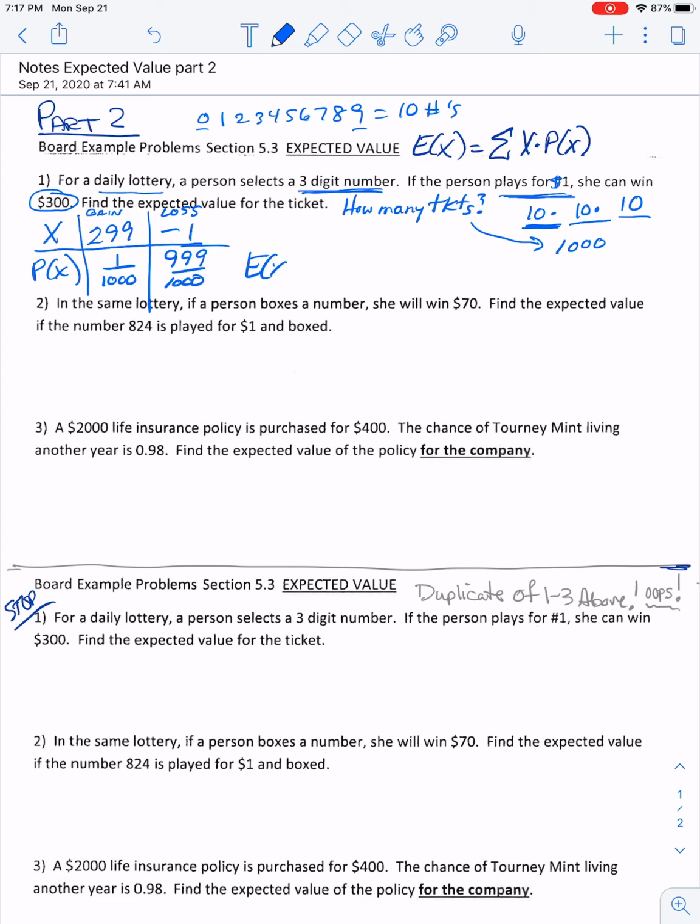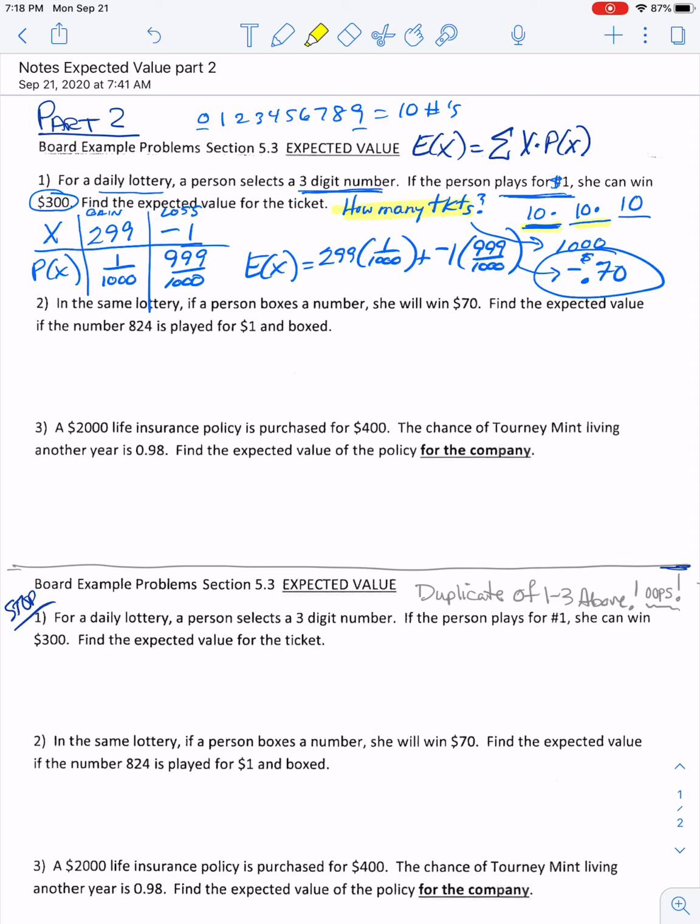So then the expected value is going to be 299 times 1 over 1,000 plus -1 times 999 over 1,000. And if you do the math on that, I'm running out of space here, you're going to lose on average 70 cents out of every dollar. Okay, so that was the expected value.